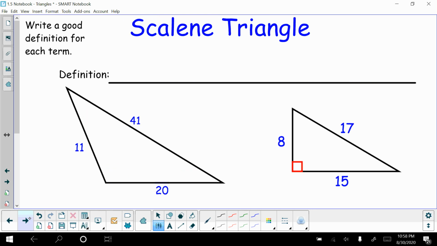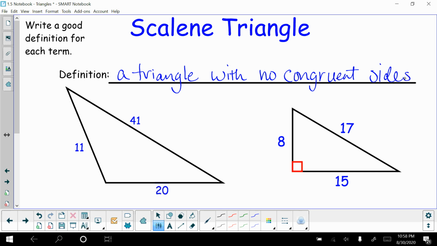Next one is a scalene triangle. Okay, a scalene triangle is identified by its sides. So you classify this particular triangle according to its sides. So the last three that we just did all were related to their angles. So those are classifications by angles. On this one here, we're going to start classifying by its sides. So you'll notice the sides are all different. Okay, so this would be a triangle with no congruent sides. Okay, triangle with no congruent sides.